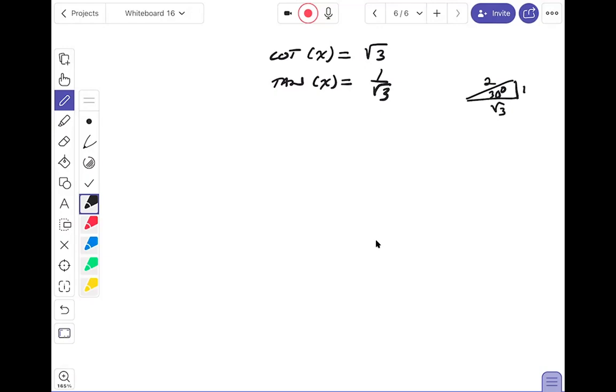And the question becomes, I kind of got the idea. Now, in the first quadrant, 30 degrees is 30 degrees. That's its reference. So I can say 1 over root 3 occurs here when x equals 30 degrees. Now, where else would the tangent be 1 over root 3? All right. I don't know.